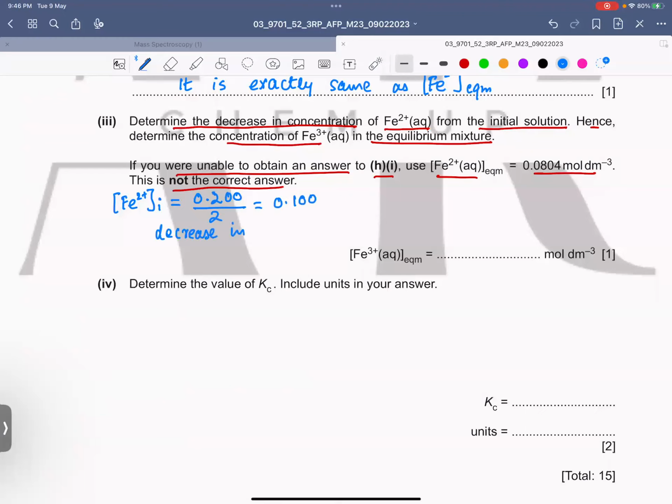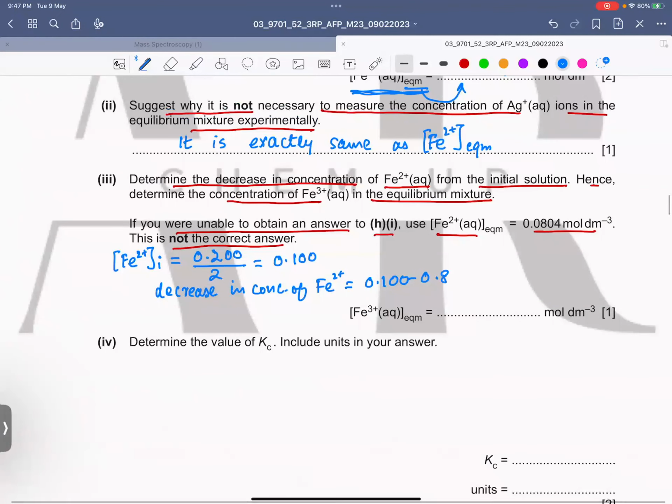So the decrease in concentration of iron 2 positive is equal to 0.100 minus 0.0844. What answer have we got? So can anybody subtract and tell me the answer, please? 0.0156. So these are the moles per dm cube of iron 2 positive which are consumed.